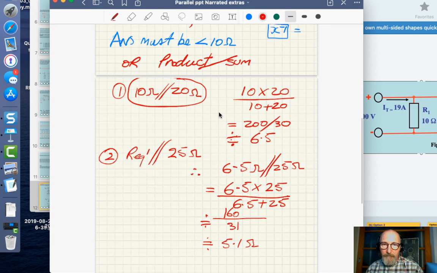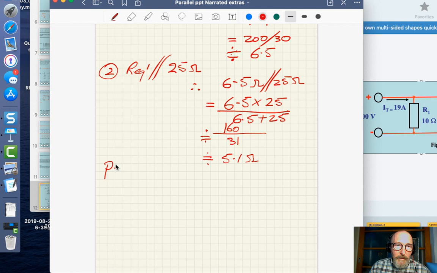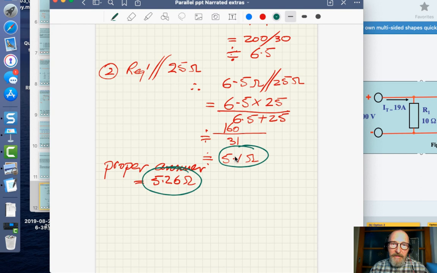The correct answer, the proper answer, equals 5.26 ohms. So look at that. I wasn't out by much. I had 5.1 ohms, 5.26 ohms. All right. So that was just an estimation.